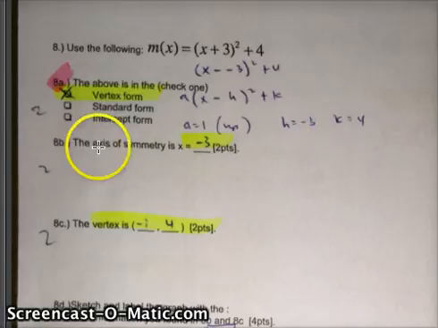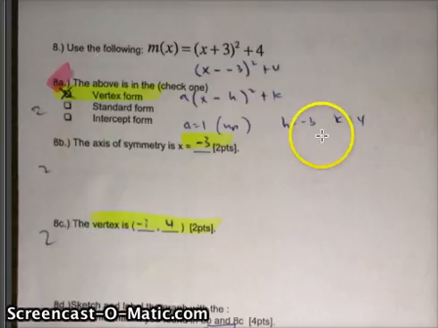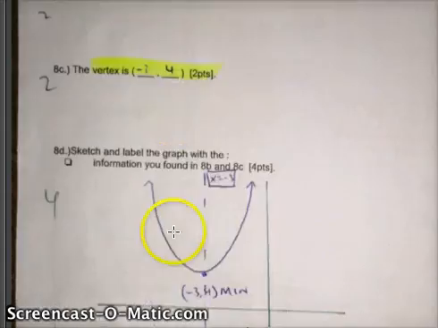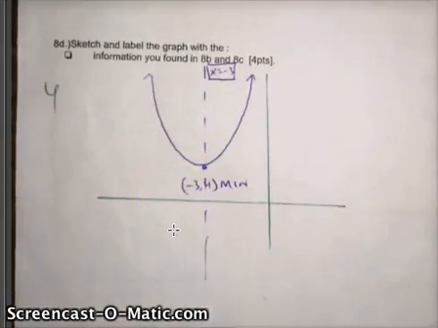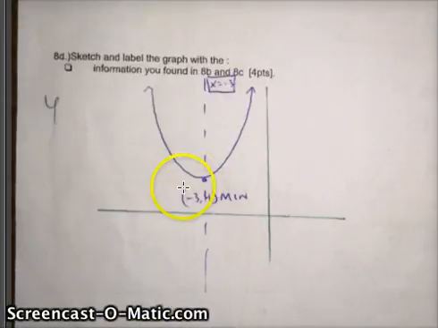So when it says what is your axis of symmetry, it's just your h value, just negative 3. What is your vertex? It's the h, k, which is negative 3, positive 4. This graph is pretty simple. Negative 3, 4 opens up from your a value, and you just have your axis of symmetry.